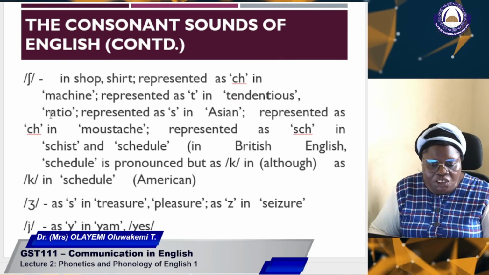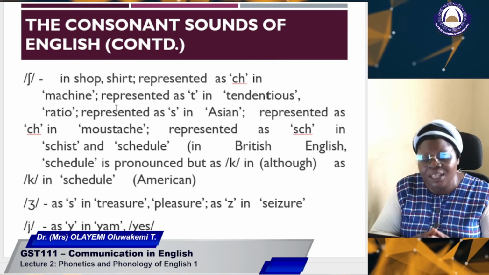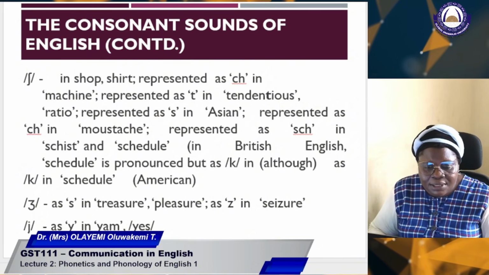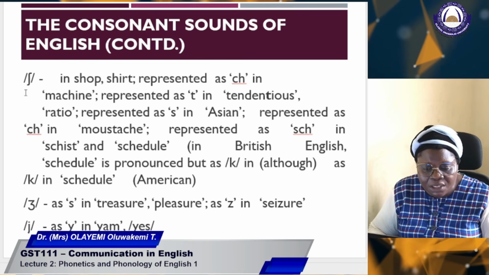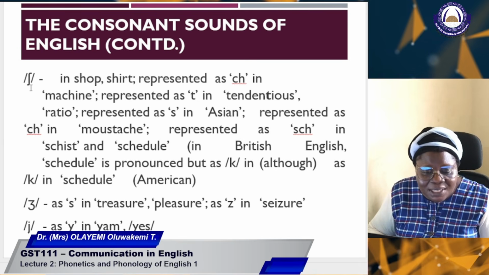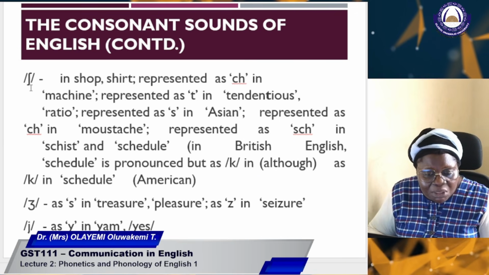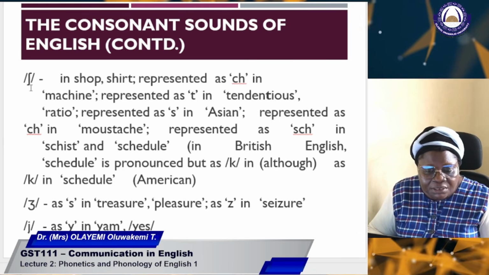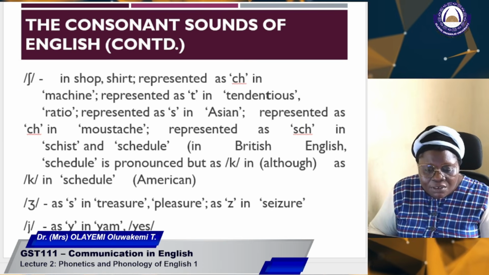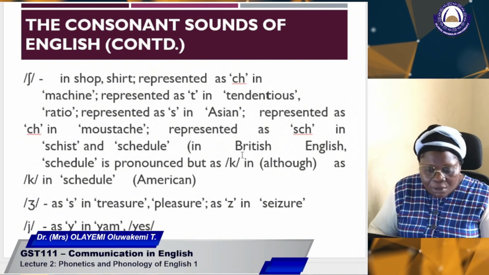We also have the sound sh. As we come gradually to the end of this session, look at that sound sh. That's the sound in the words shop, shirt. It's also CH. That sound is also CH in machine, not "machine". Machine. It's also in tendentious as letter T. Ratio is there. Okay, other examples are there.